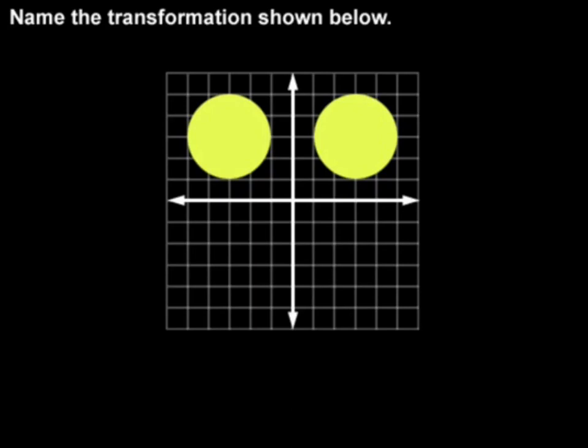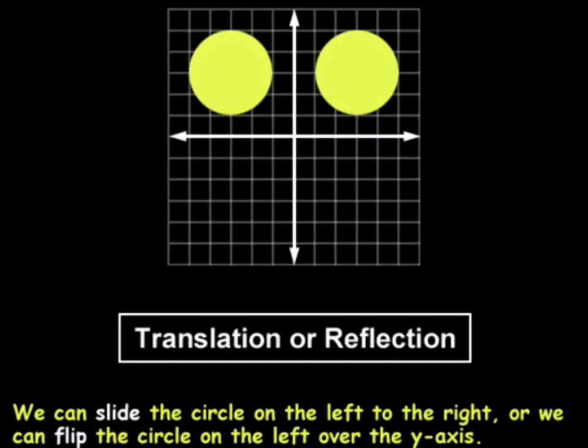Now, name the transformation shown below. This is a good one, actually. It seems simple, but it can be a translation or a reflection. So we could be moving this to there, or we can reflect over the y axis. Okay, so that's what's happening there.